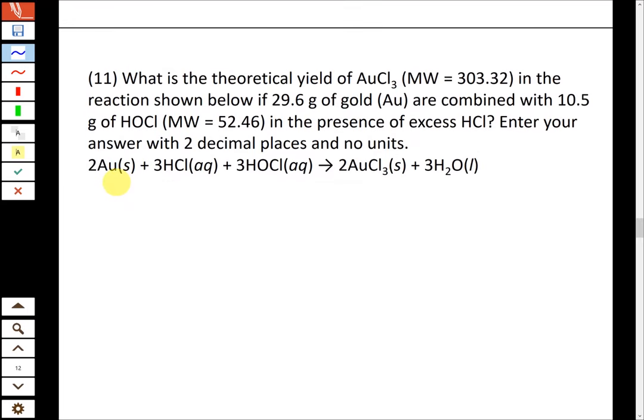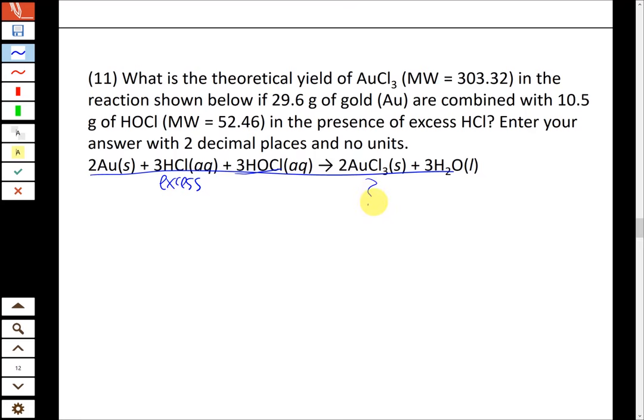Okay, so number 11. Another stoichiometry problem. What is the theoretical yield of gold chloride in the reaction shown below? So here we gave you the equation, so we don't have to balance it. Well, it's already provided for us. If 29.6 grams of gold are combined with 10.5 grams of HOCl in the presence of excess HCl. So we are told that this is an excess. One of the reactants is in excess. But we want to know how much of this product is formed here.